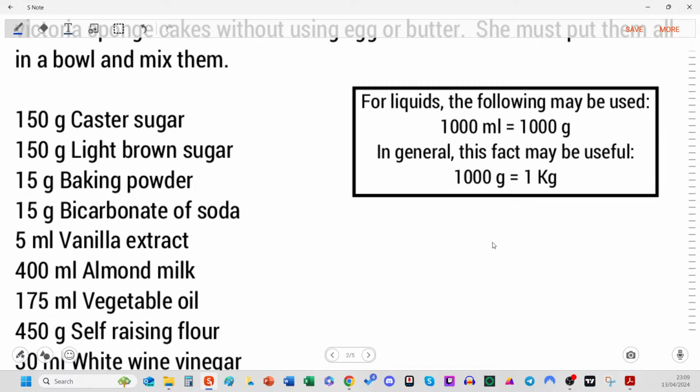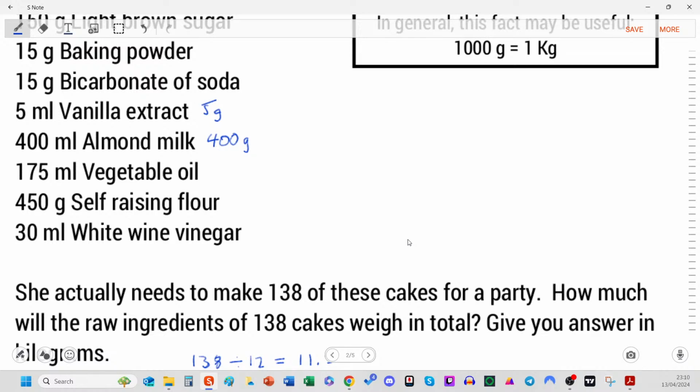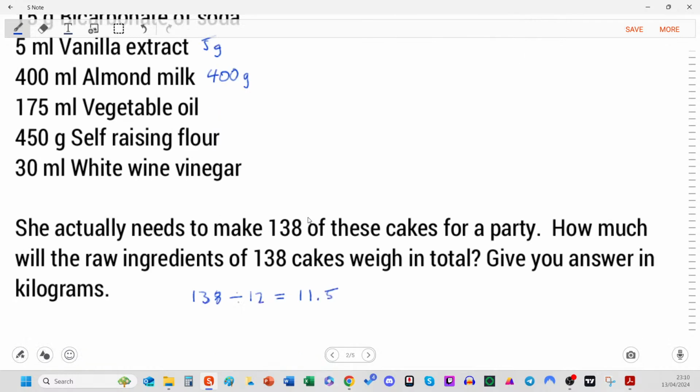So, where were we? We want to convert some of these into weights because currently you can't add a total weight unless they're in the same units. It's pretty straightforward. Milliliters go straight to grams. I've got my mouse somewhere else. All right, better. 175 milliliters, that's fine. That will go straight to grams. And the last one, 30 grams.